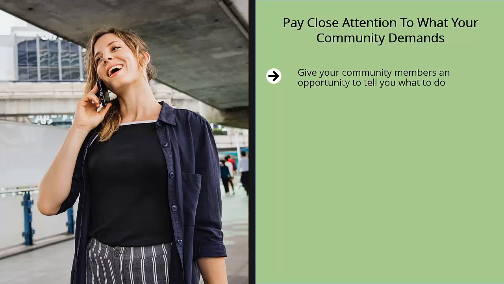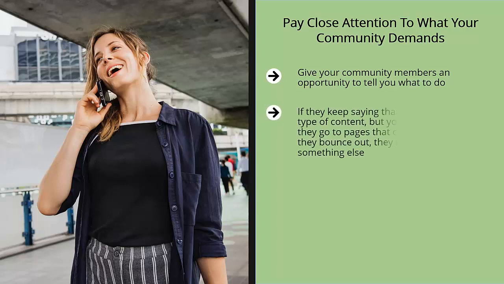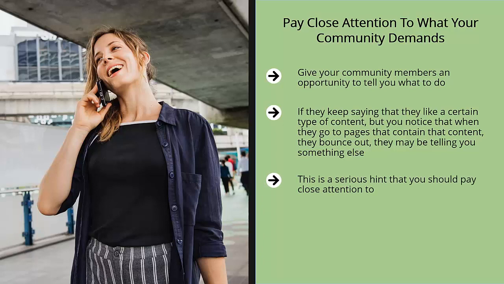Please understand that there's a big difference between what people say and what they do. You have to always cross-reference whatever suggestions and recommendations you get from your customer base with their actual behavior. If they keep saying that they like a certain type of content, but you notice that when they go to pages that contain that content, they bounce out, they may be telling you something else. They may be telling you that you are publishing a certain type of content, but it's not that precise content that they're looking for. This is a serious hint that you should pay close attention to. You should investigate it further.